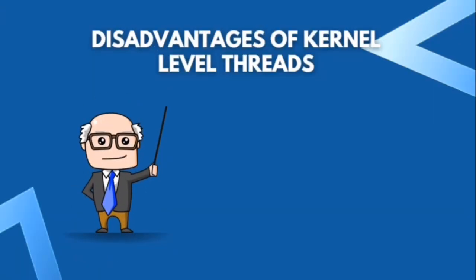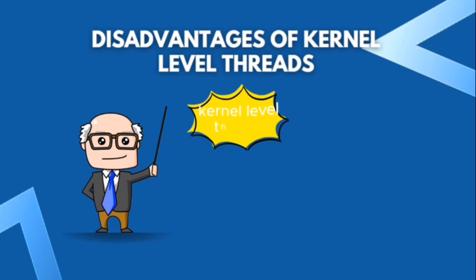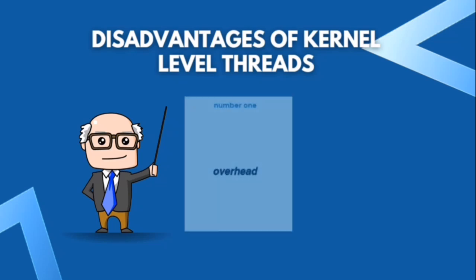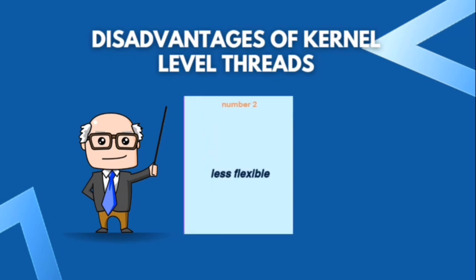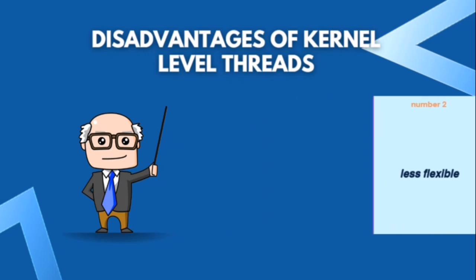Now I'm going to talk about the disadvantages of kernel-level thread. First of all is overhead. Kernel-level threads generally have higher overhead due to the involvement of the kernel in thread management, which can impact overall performance. Second one is less flexible. Kernel-level threads often have less flexibility in terms of scheduling policies and custom thread management compared to user-level thread.